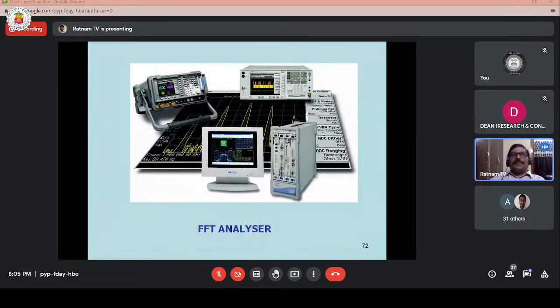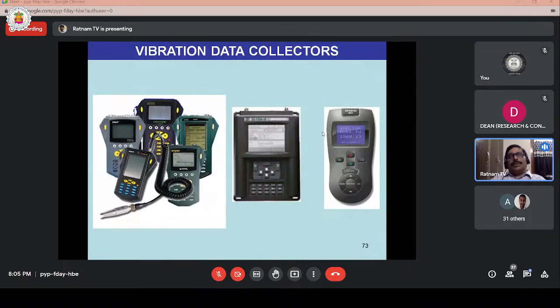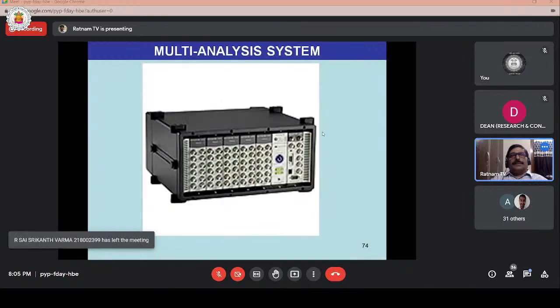These are the typical FFT analyzers currently available. These are data collectors. Portable data collectors are also available in the market for acquiring vibration data and identifying the machinery faults. This is a multi-analysis system, a 64-channel multi-analysis system.